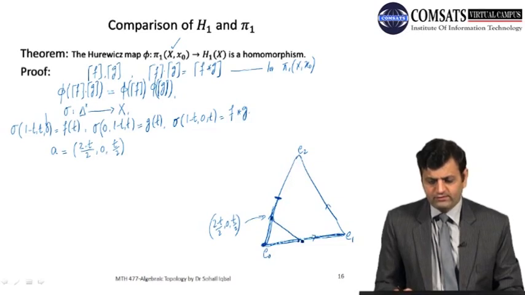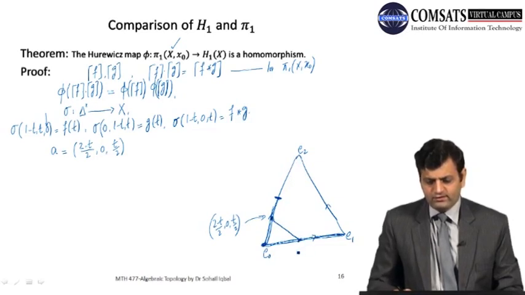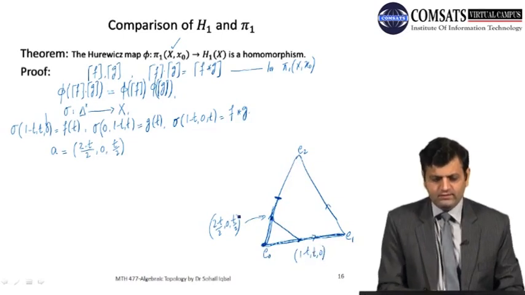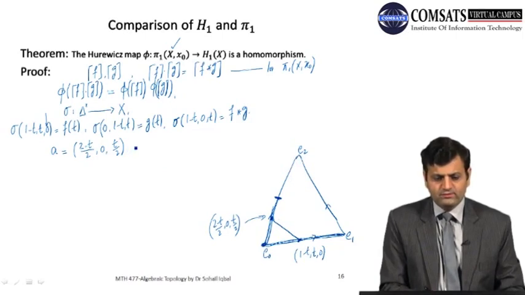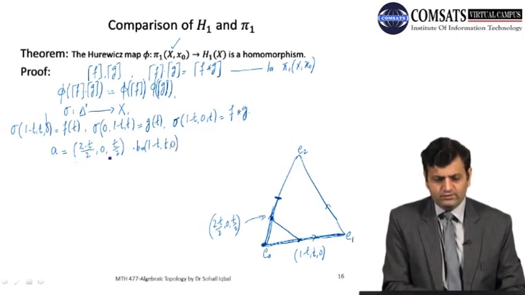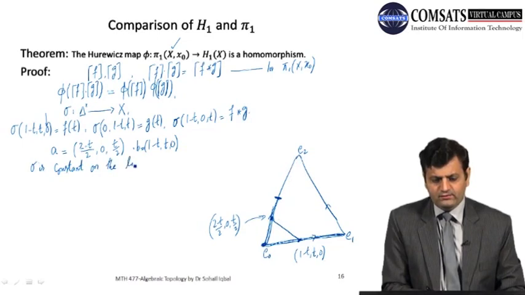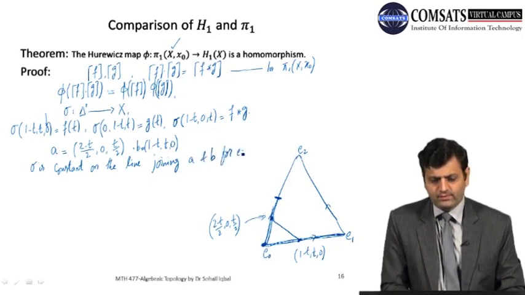So if the first point is from this line and the second point is from this line, of course we know what this line is. This is equal to 1 minus t, t, 0, then this is constant. Let's call it b, so 1 minus t, t, 0. So sigma is constant on the line joining A and B for each value of t.